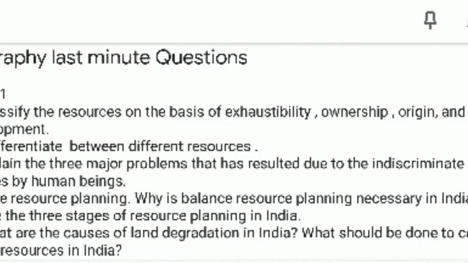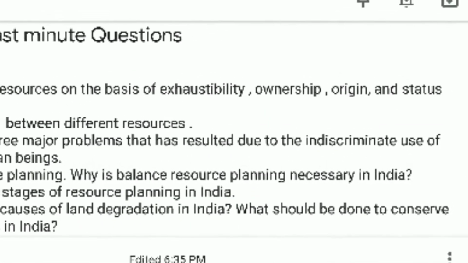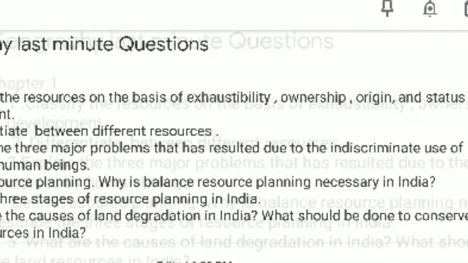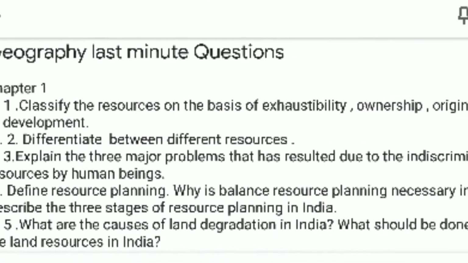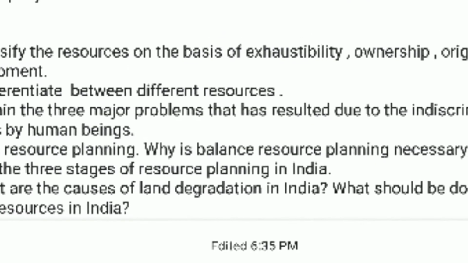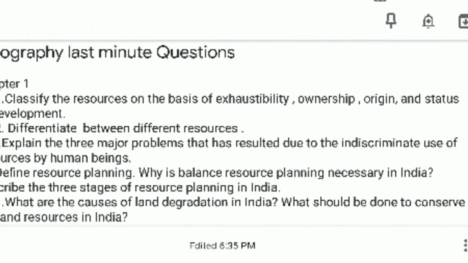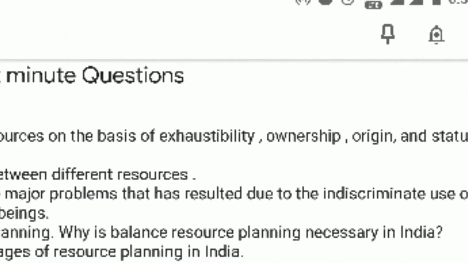After that is resource planning, a very important topic. Stages of resource planning and why it is necessary. What are the causes of land degradation? How should we conserve them? What measures should be taken to prevent land degradation?